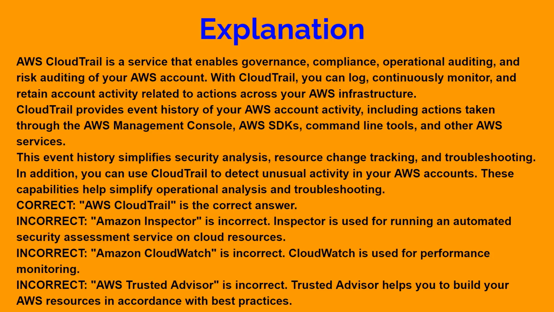Correct. AWS CloudTrail is the correct answer. Incorrect. Amazon Inspector is incorrect. Inspector is used for running an automated security assessment service on cloud resources. Incorrect. Amazon CloudWatch is incorrect. CloudWatch is used for performance monitoring. Incorrect. AWS Trusted Advisor is incorrect. Trusted Advisor helps you to build your AWS resources in accordance with best practices.